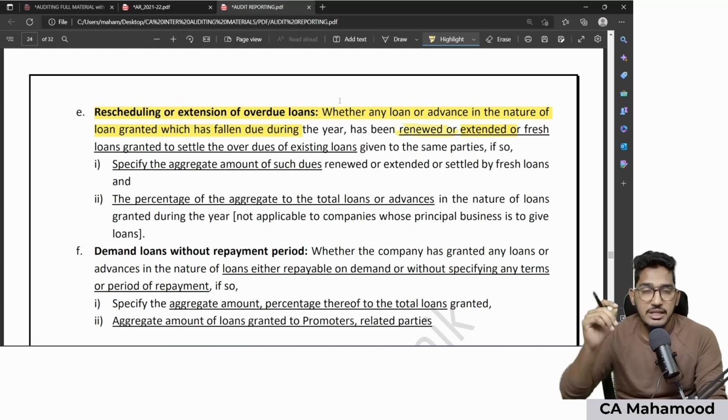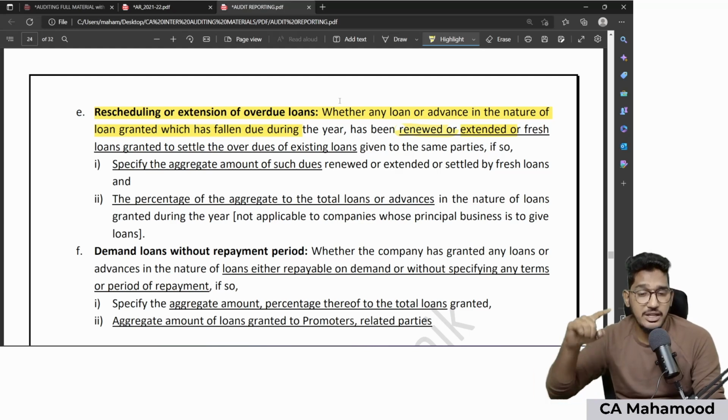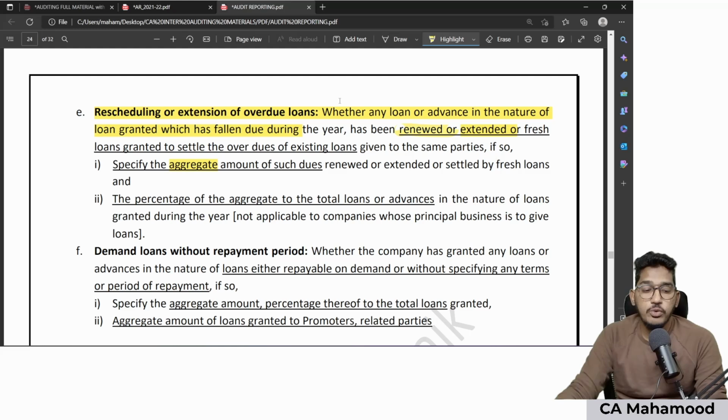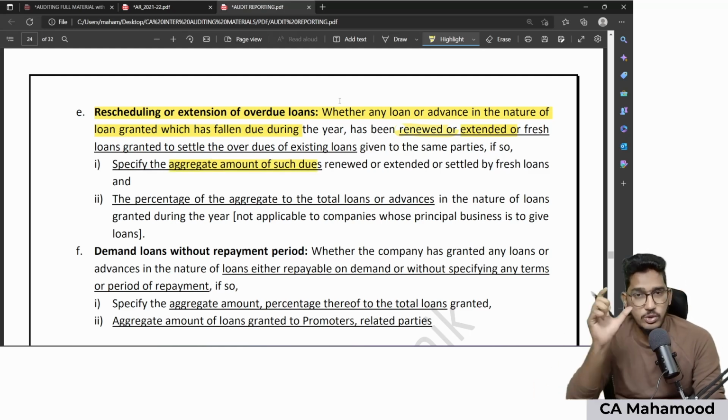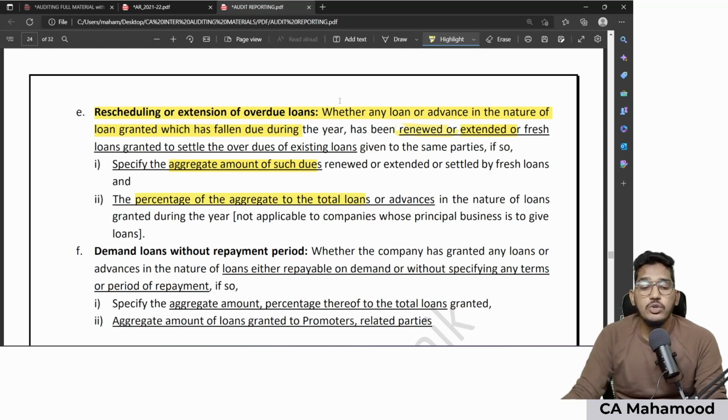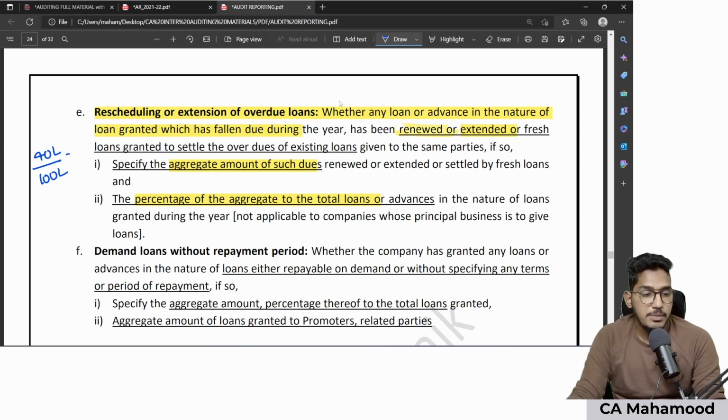So did you find whether your client has conducted these kinds of transactions? Instead of collecting the loans, they are renewing, extending, or fresh loans are given to the same party. If yes, I need to report the total amount of such loans which are renewed, extended, or settled by fresh loans. Along with that, I need to calculate the percentage with the total loans and advances. For example, the total loans are 100. Out of that, 40 lakh rupees of loans are in the nature of renewal, extension, and fresh loans. So the percentage, if you calculate, will be 40%. That percentage also I need to calculate and report here.